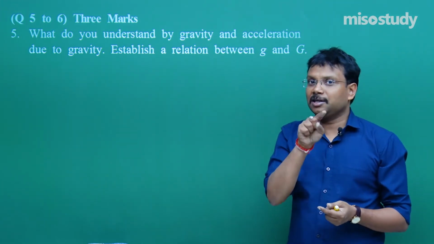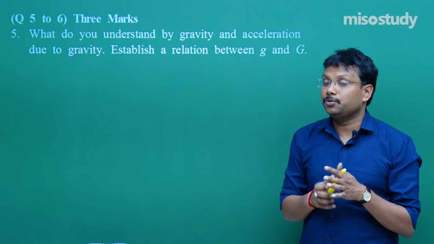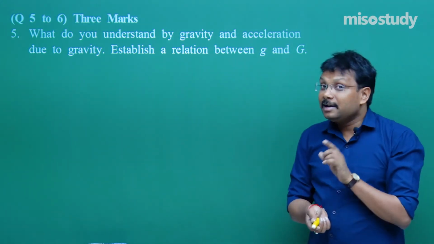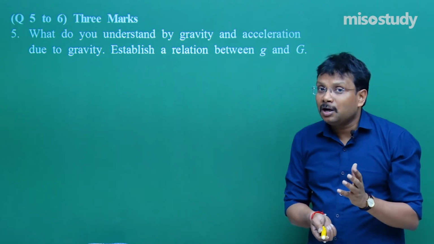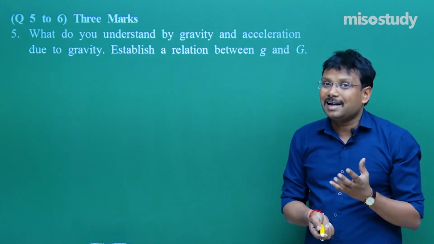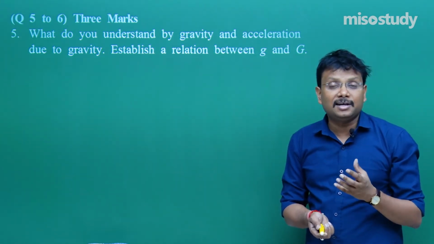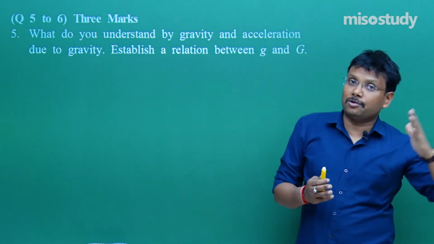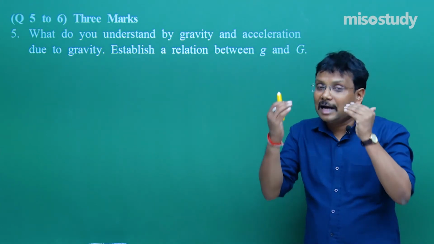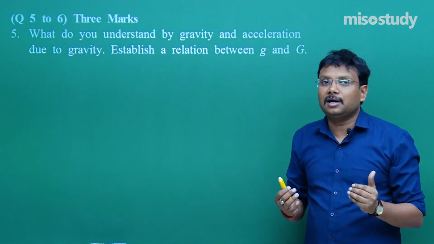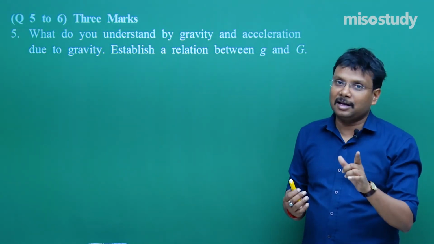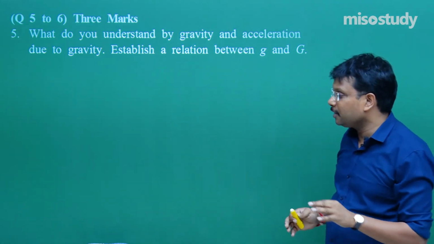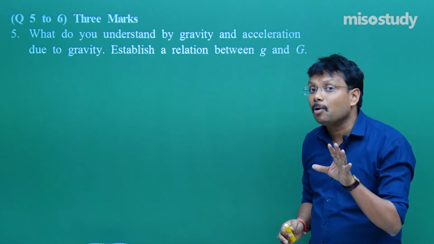So the acceleration that is coming into picture is acceleration due to gravity. So once more, what you should write down, first line: the tendency or nature of the earth to attract each and every object towards its center is gravity, and the force that comes into picture because of this gravity that attracts the object towards the center, because of that the acceleration defined as the acceleration due to gravity is represented by small g.